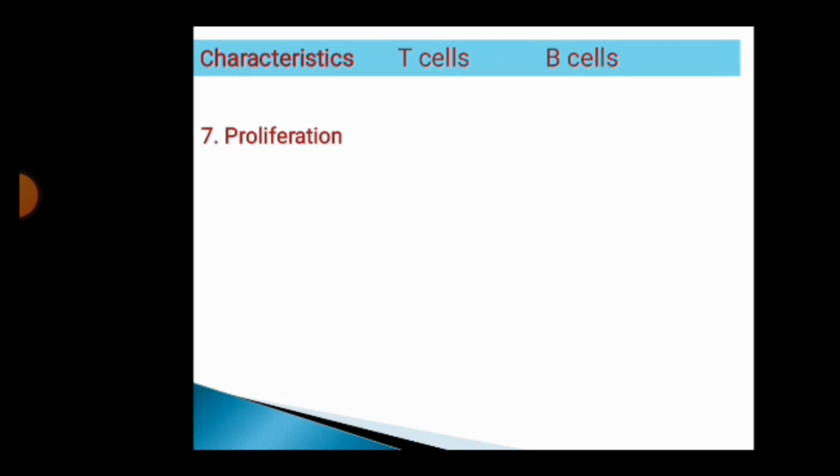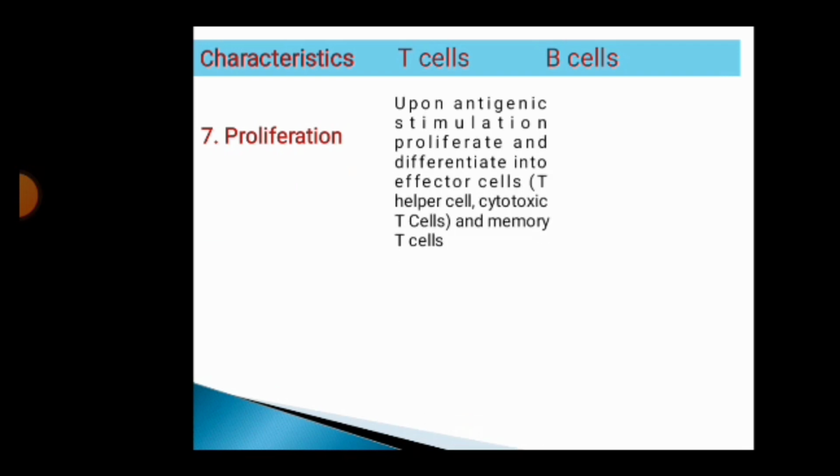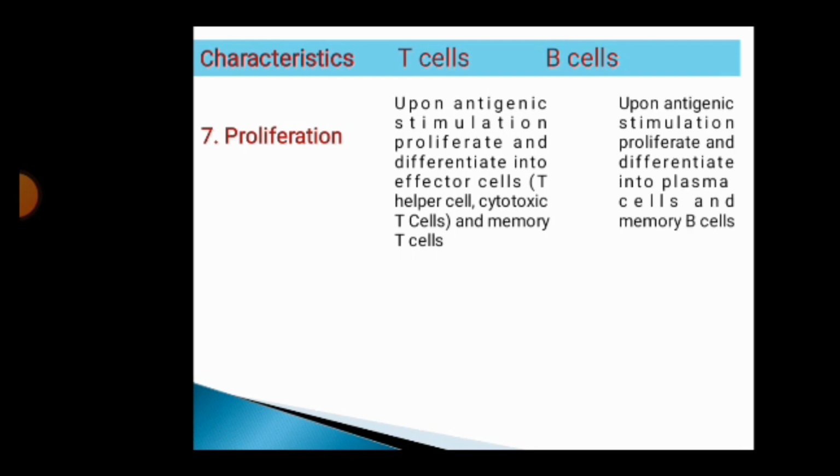Number 7 is the proliferation. Once the antigen binds, upon antigenic stimulation, T cells proliferate and differentiate into effector T cells. The effector T cells are helper T cells and cytotoxic T cells, and also the memory T cells. So this T cell differentiates into effector T cells and memory T cells, and the effector T cells are helper T cells and cytotoxic T cells. Whereas upon antigenic stimulation, B cells proliferate and differentiate into plasma cells and memory B cells.